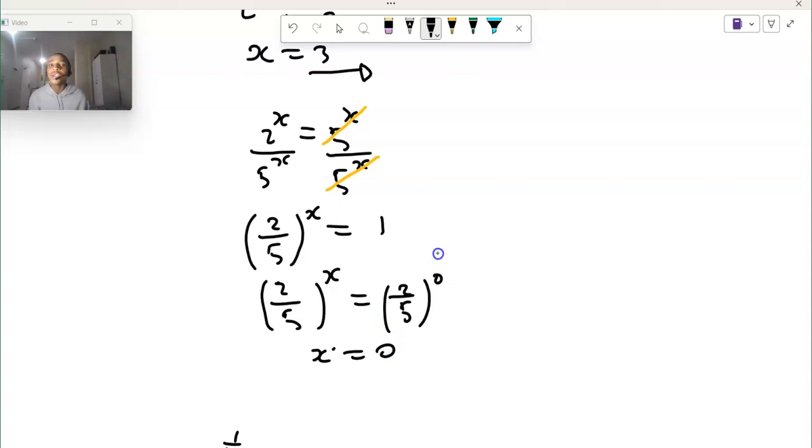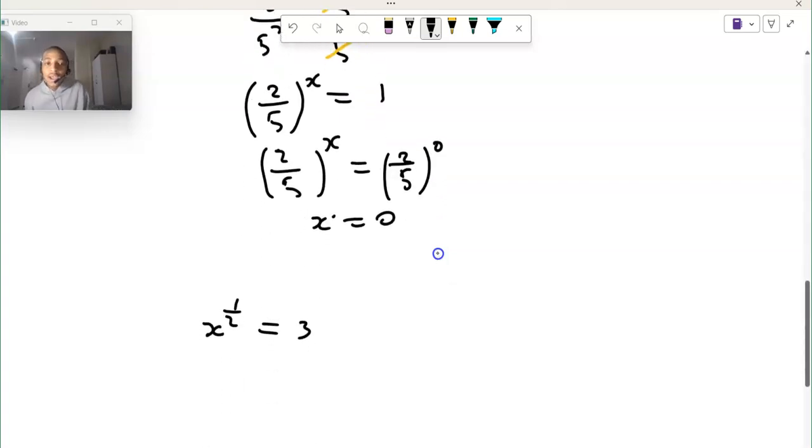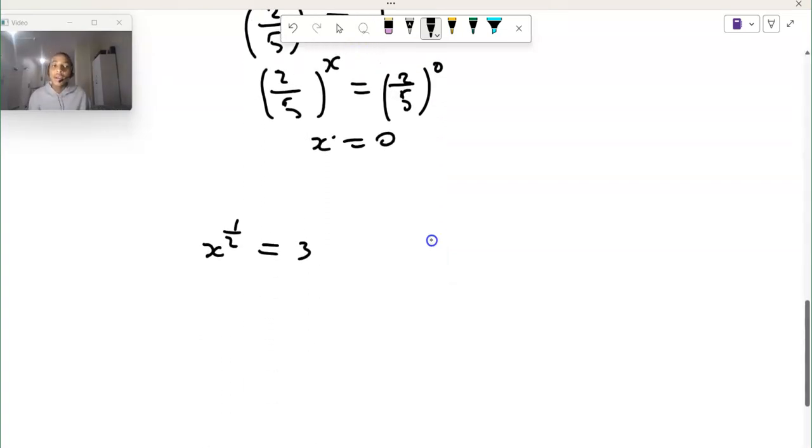So this is how you need to attempt the questions which have the exponential equation, right? Now we are going to look at the rational exponents. The term rational means something is a ratio, so there is a division. For example, 1 over 2, 1 over 3 is a rational number, right? On this one, our example says x to the power 1 over 2 is equal to 3.